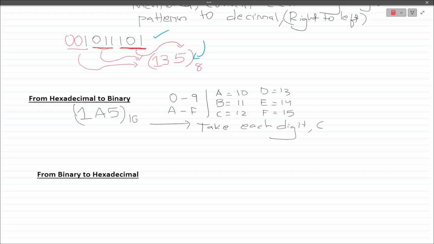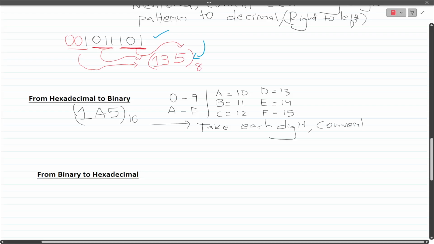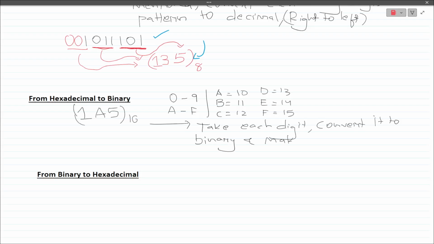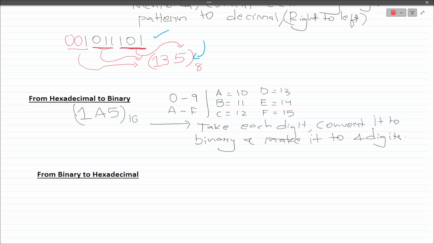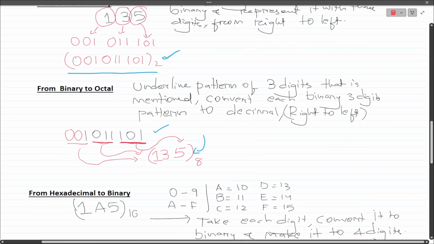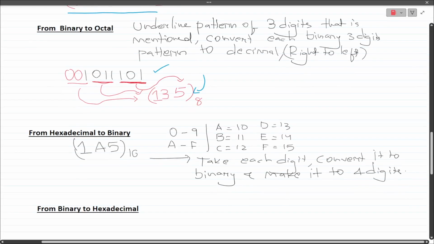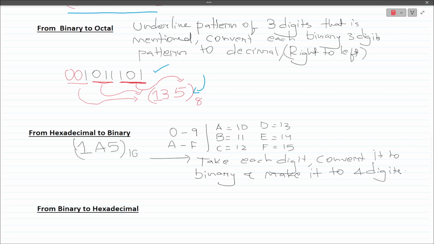Okay, step number 1, convert it to binary and make it 4 digits. That's all. Previously you must have observed in our octal I had converted it to 3 digits. I had manually made 3 digits. Here, I need to consider each digit and convert it into binary and represent it in 4 digits form.